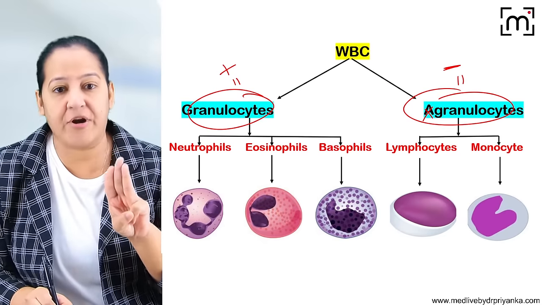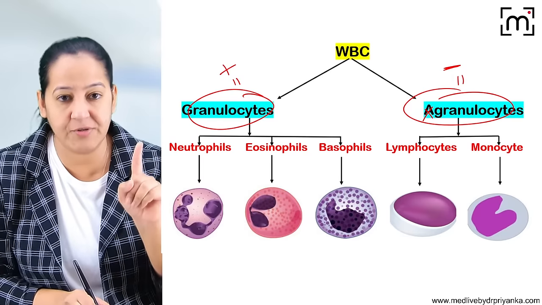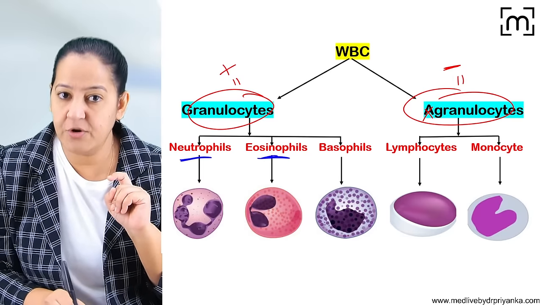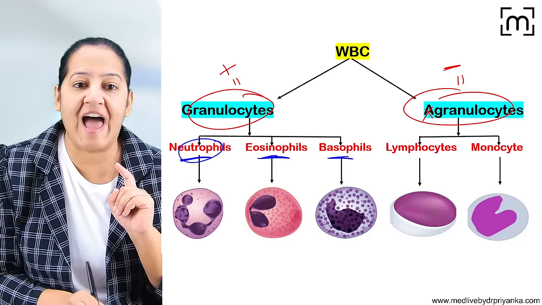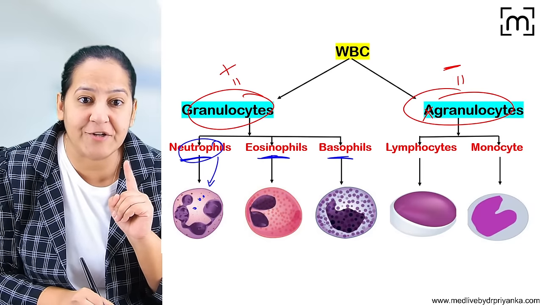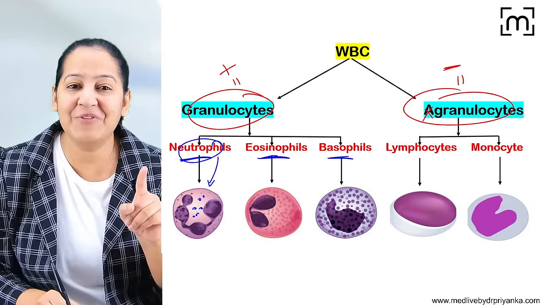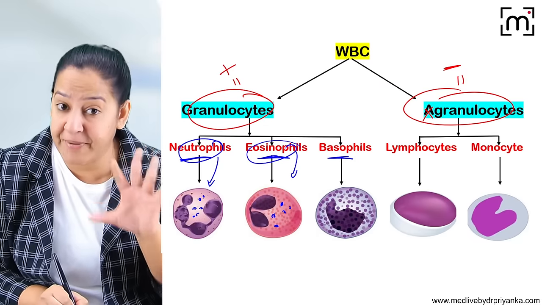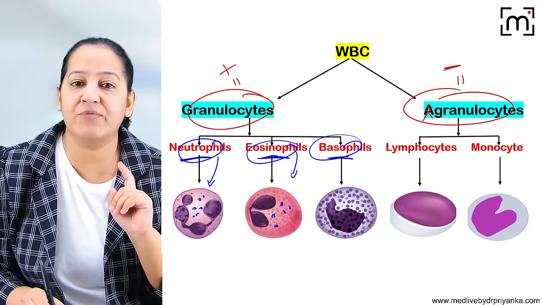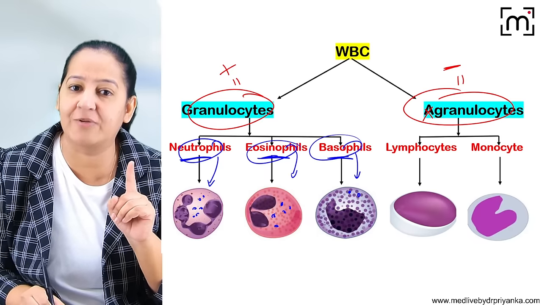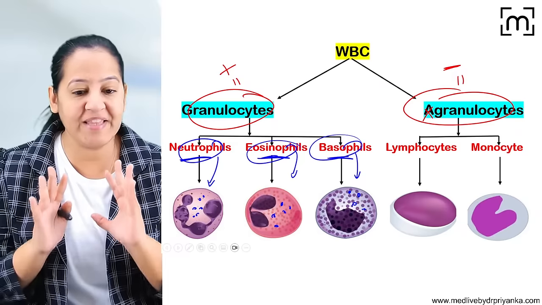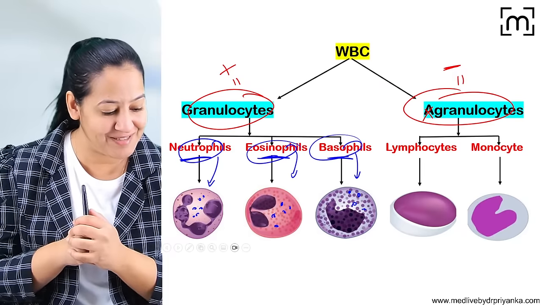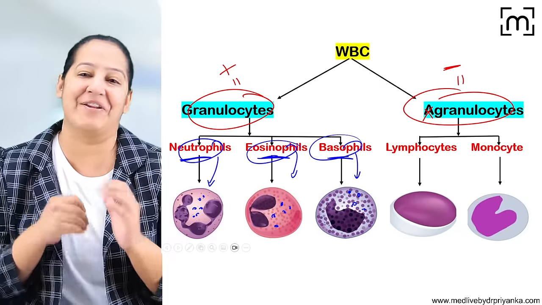Three of them are granulocytes. What are the three types of granulocytes? Neutrophil, eosinophil, basophil. Neutrophils have pink or purple granules in the cytoplasm. Eosinophils have brick red granules in the cytoplasm. And basophils have dark blue or black granules in the cytoplasm. But the common thing is that they all have granules in the cytoplasm. These are the granulocytes.